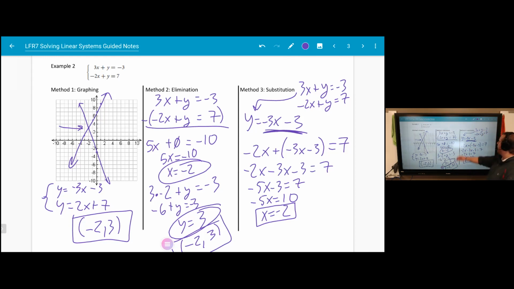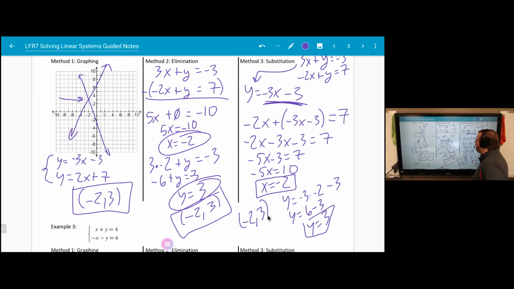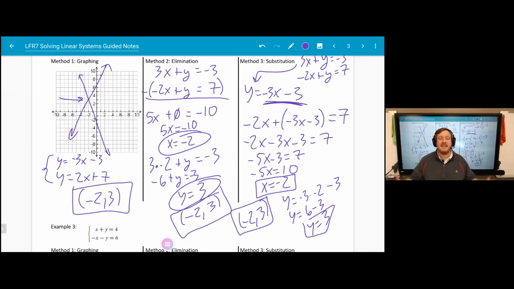So we plug that back in up here. Hold on, let's do it like this. Y equals negative 3 times negative 2 minus 3. Well, negative 3 times negative 2 is 6. 6 minus 3 is 3. And once again, we got x is negative 2 and y is 3. Whew. Okay, that's a lot to take in.